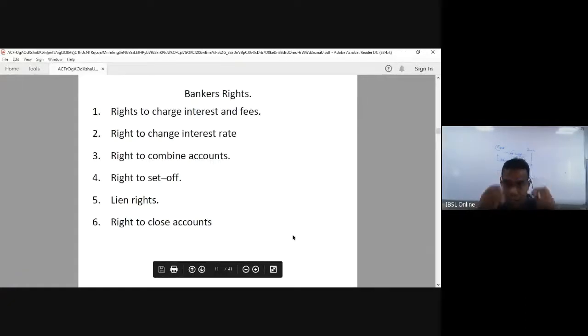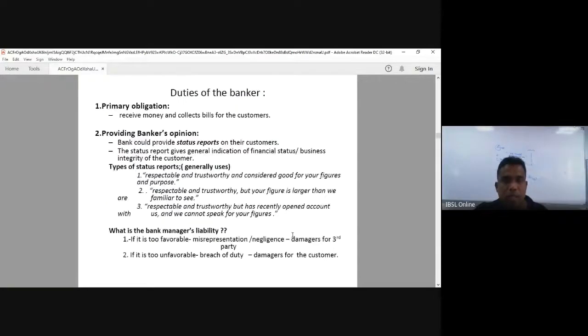We discussed the bankers' rights. Now, next, we are going to discuss the duties of the banker under the banker-customer relationship. Right. Under the banker-customer relationship, what is the primary obligation of the bank? What is the primary duty towards the customer of the bank?